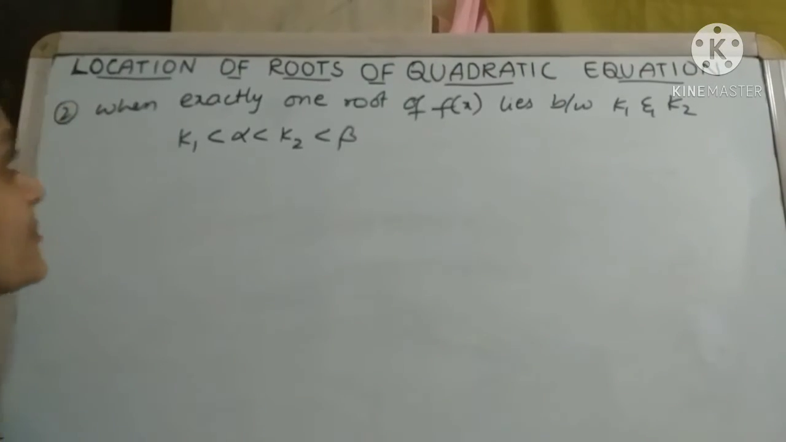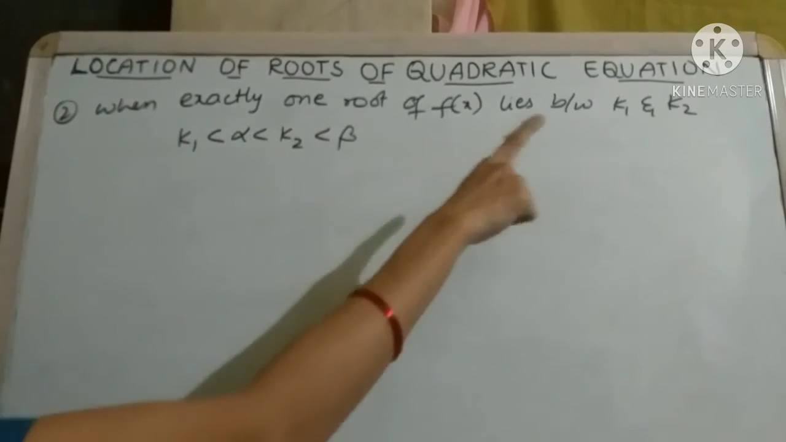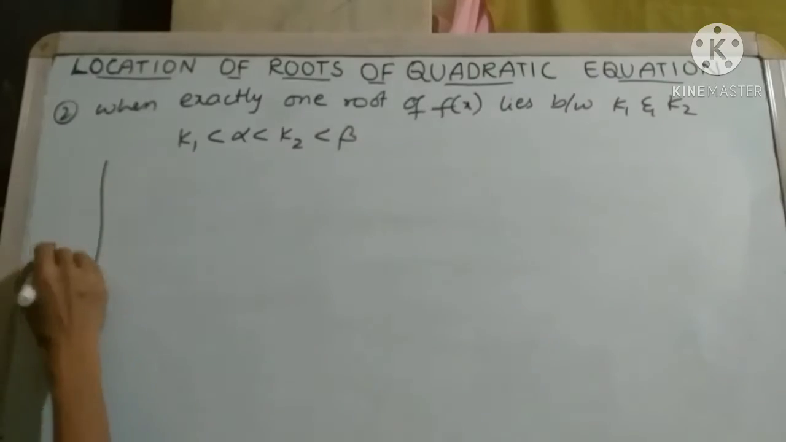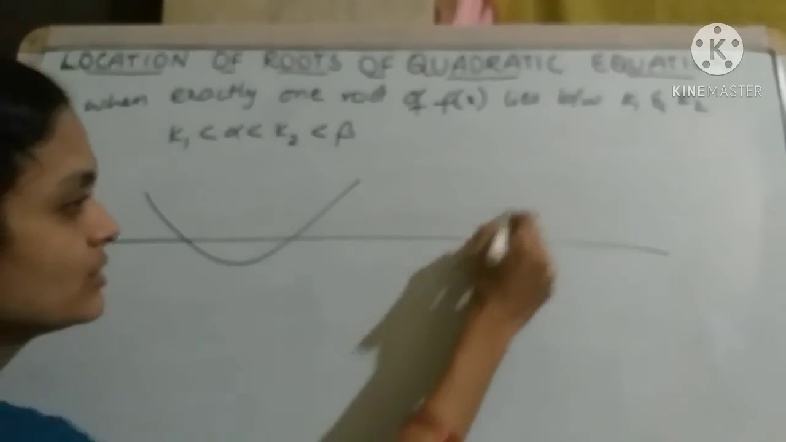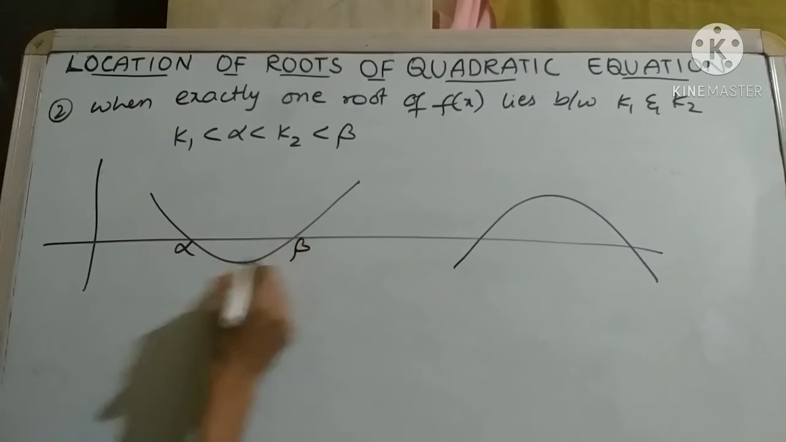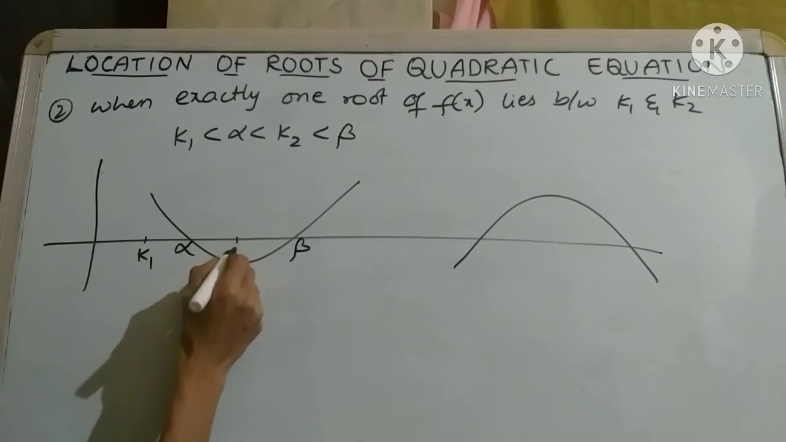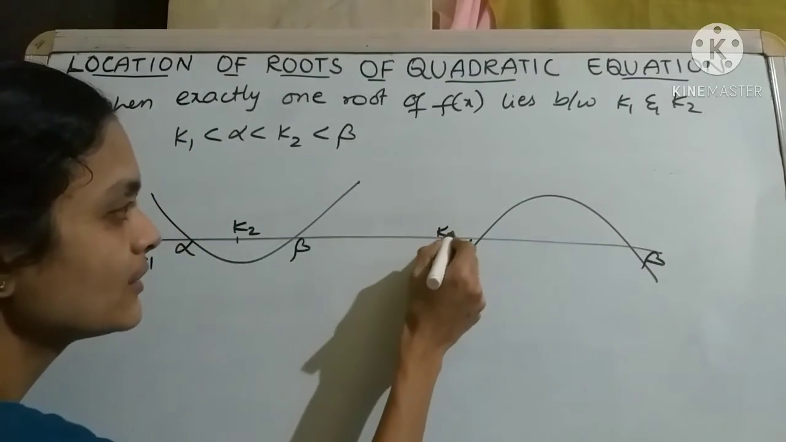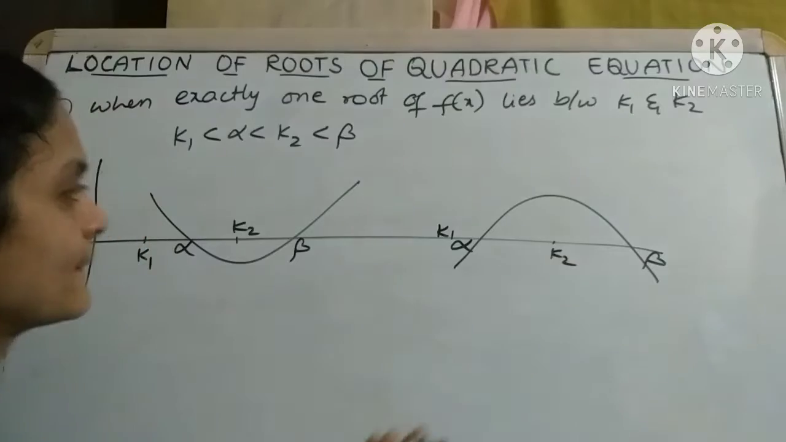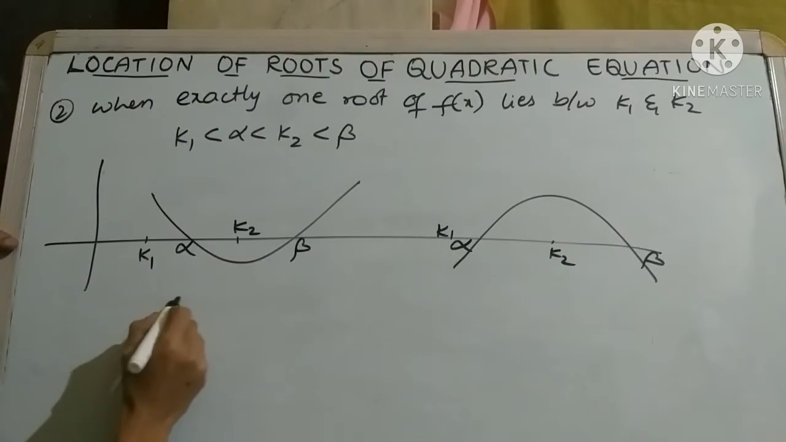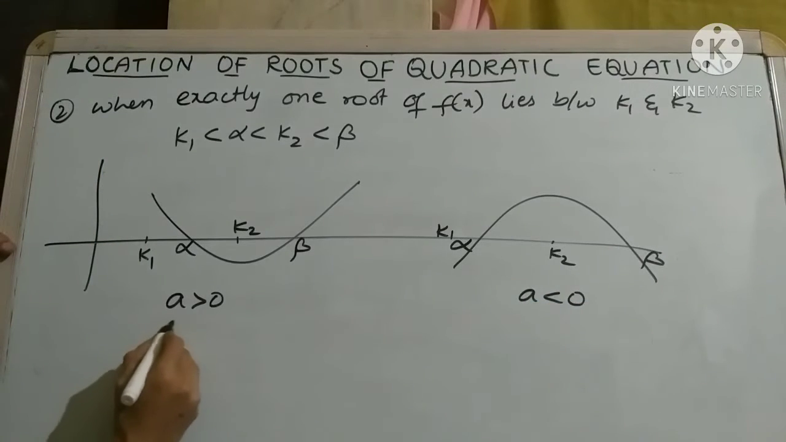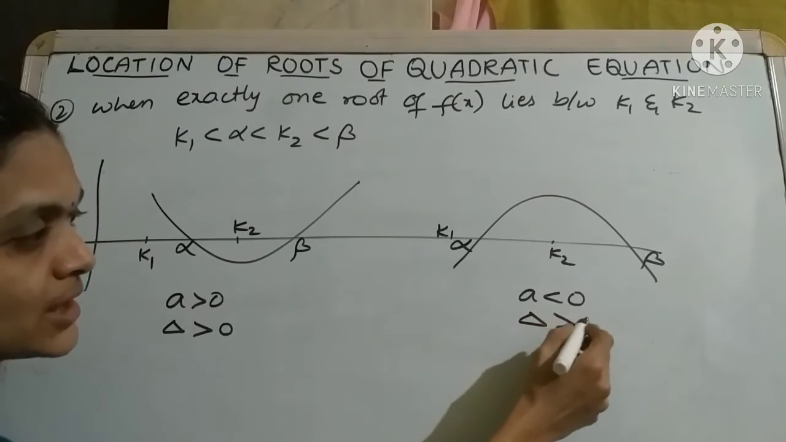Now the second case is when exactly one root of f(x) lies between k1 and k2. One root lies between k1 and k2. Then this case is here: upward parabola, downward parabola, alpha, beta, one root is after k1 and then k2, and alpha, beta, k1, here k2. Then here this is a greater than 0 and the downward parabola a less than 0, and delta is greater than 0. Here there also, the same, delta greater than 0.